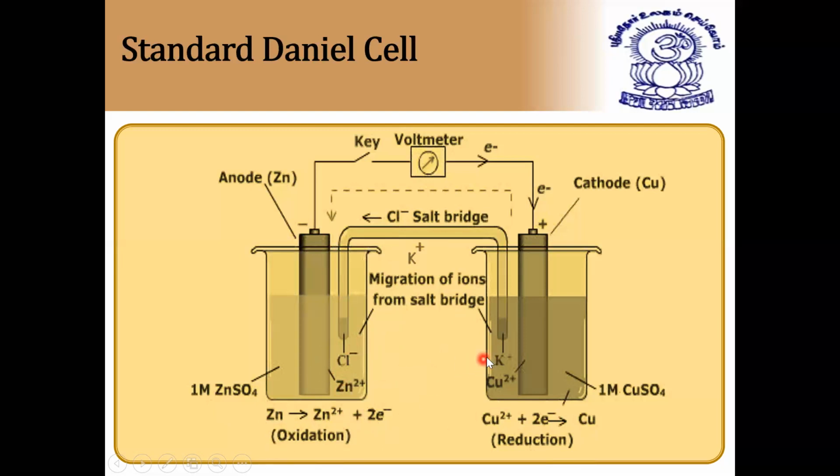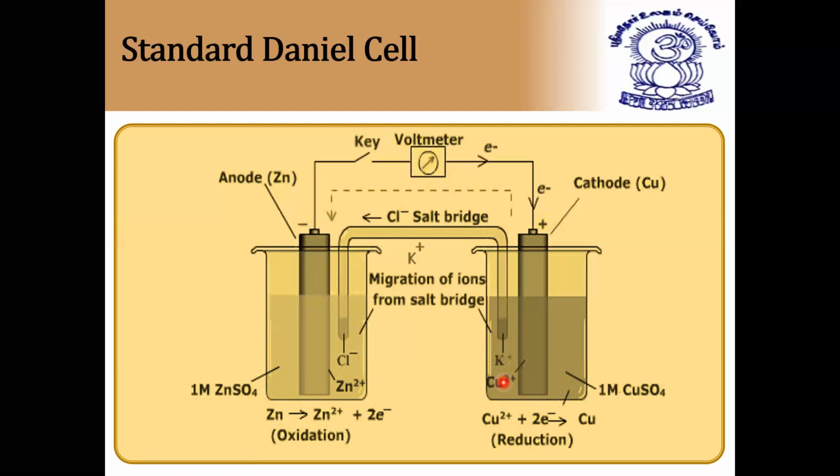And due to the migration of ions, that is copper ions, in the voltmeter you will notice a deflection, which means a potential difference is developed and current is produced. So this is nothing but a device which converts chemical energy, that is, zinc sulfate and copper sulfate giving ions, so chemical energy is converted to electric energy.